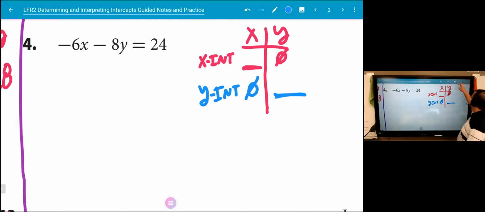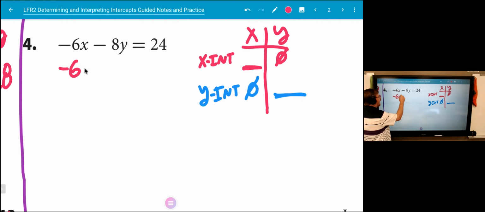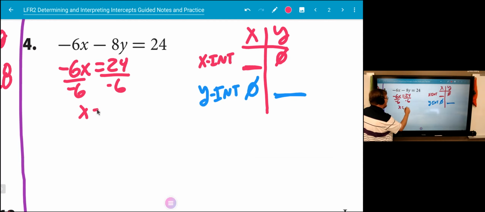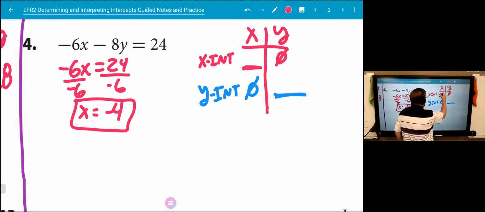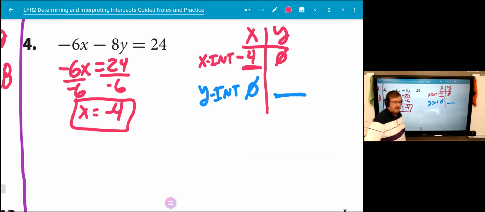So here's what I'm going to do. For this x-intercept, I'm going to find that first. I'm going to set y equal to 0. This just disappears, right? This is negative 6x minus 0. So negative 6x minus 0, don't even have to write it, equals 24. Divide both sides by negative 6. x equals negative 4.